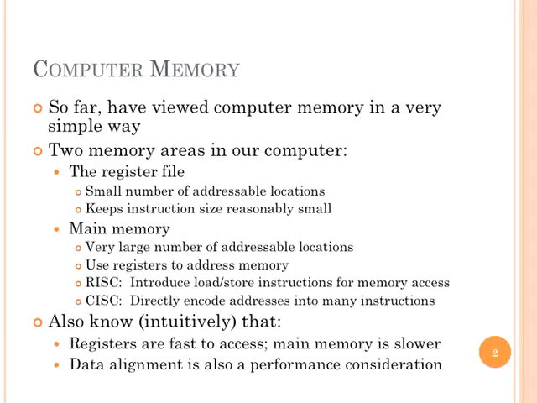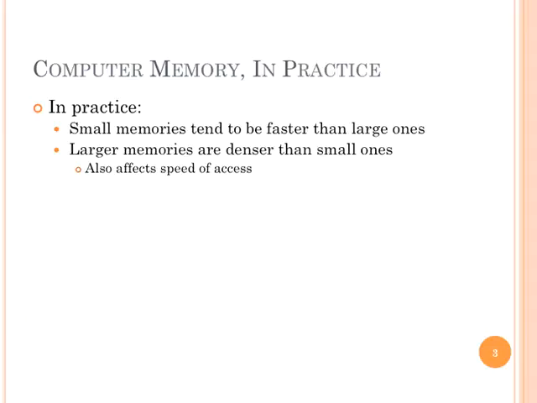And of course, data alignment is a thing as well. We have to think about data alignment when we interact with main memory. Registers, we don't really have this problem because it's just one cell. You have to access it in an aligned manner.